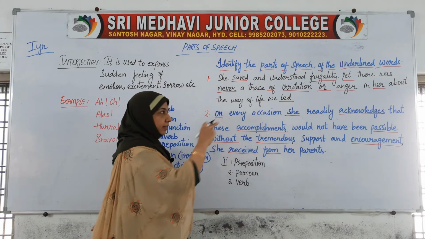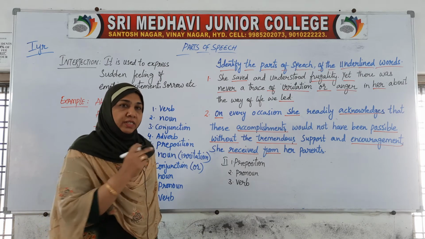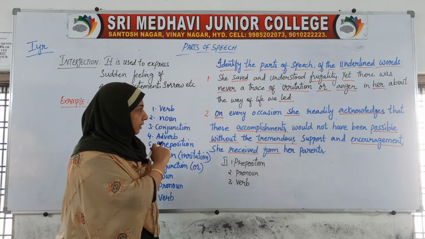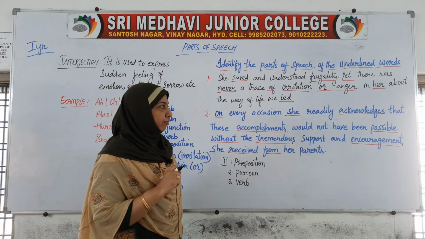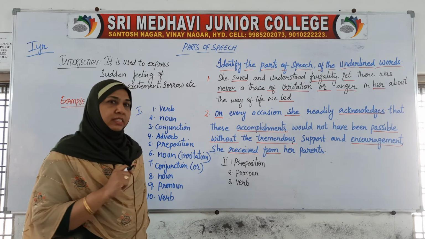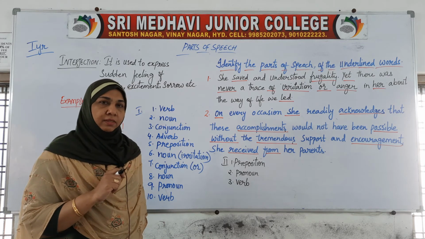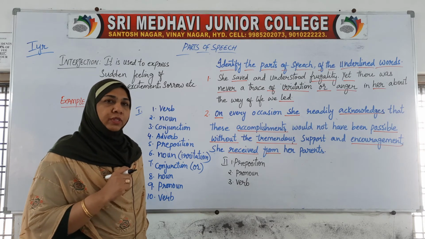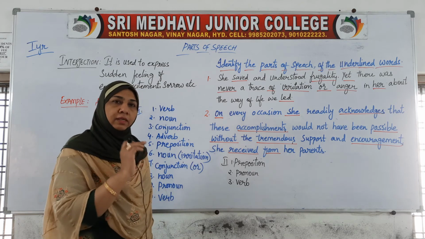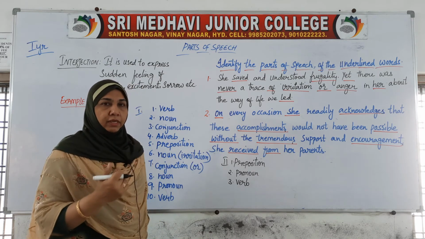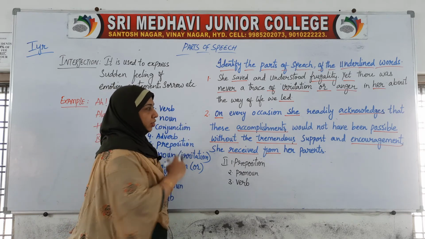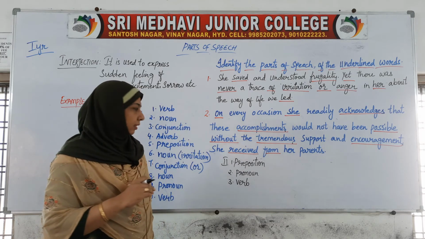I hope while reading this you can easily tell which prose lesson it belongs to. On every occasion she readily acknowledges that these accomplishments would not have been possible without the tremendous support and encouragement she received from her parents. Saina Nehwal, Aim for the Stars. That is the second prose lesson. I have selected this one. It is given in the reader after the completion of the lesson. So, okay, first is preposition, the second is "she", a pronoun, and acknowledges is a verb.